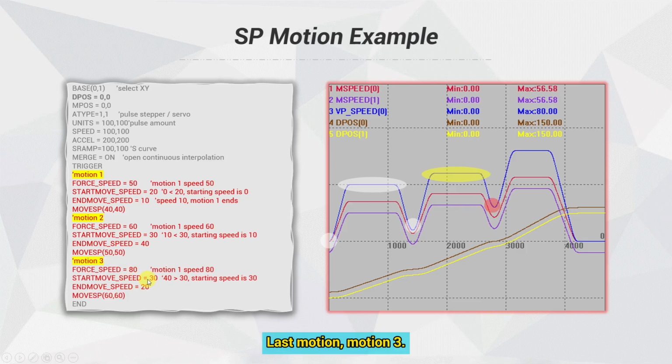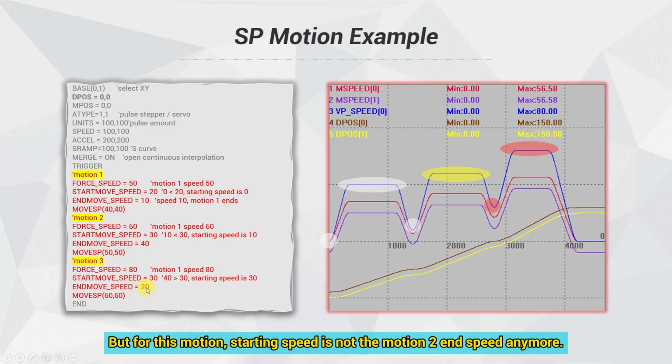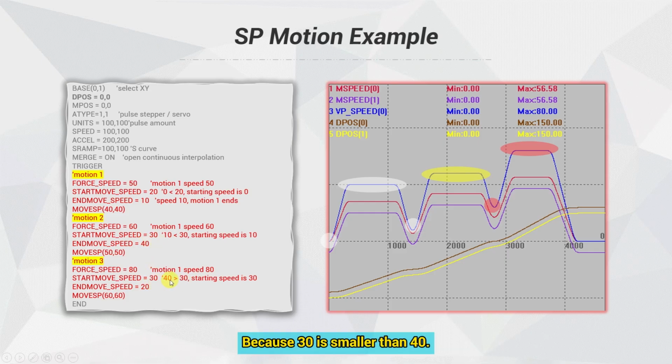Last motion, motion 3. It will move from 90 to 150, 150. And the speed 80 is used here. But for this motion, the starting speed is not the motion 2 end speed anymore, because 30 is smaller than 40. This starting speed is valid. Therefore, the speed goes from 30 to 80. But the end speed is not 20; it goes to 0 directly, because there are no motions after motion 3. The whole motion ends.